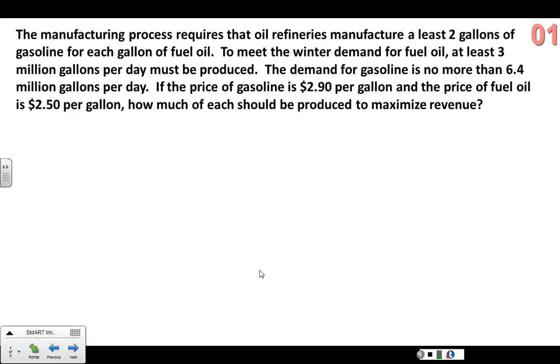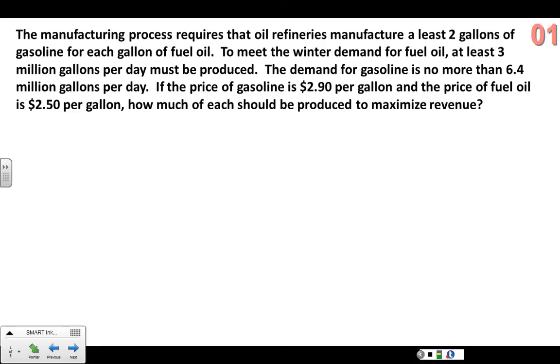Here's a real life situation that we could look at to see how this actually works. The manufacturing process requires that oil refineries manufacture at least 2 gallons of gasoline for each gallon of fuel oil. To meet the winter demand for fuel oil, at least 3 million gallons per day must be produced. The demand for gasoline is no more than 6.4 million gallons per day. If the price of a gallon of gasoline is $2.90 per gallon and the price of fuel oil is $2.50 per gallon, how much of each should be produced to maximize revenue?